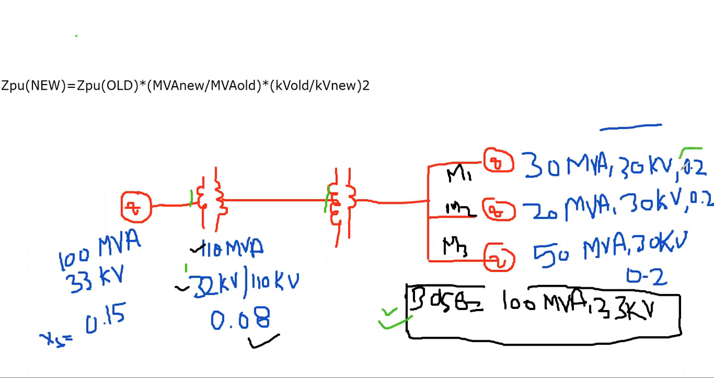The 0.2 is given on what base? 0.2 is given on its own base MVA and base kV, but you have to calculate on the entire base of the system. Similarly for motor 2 and similarly for motor 3. So that is the first part we are going to do.